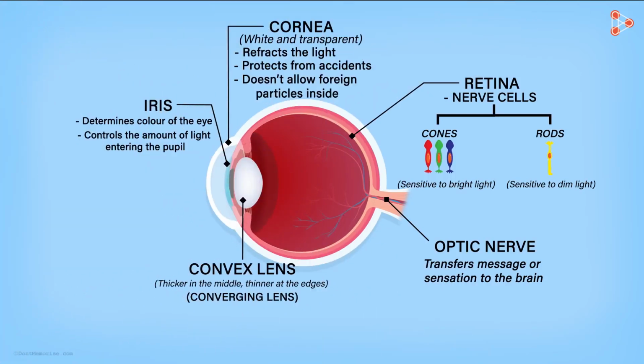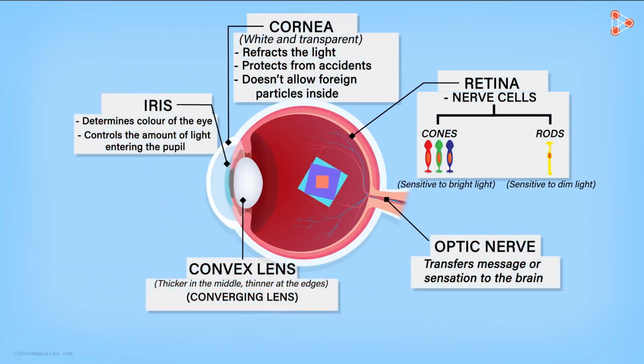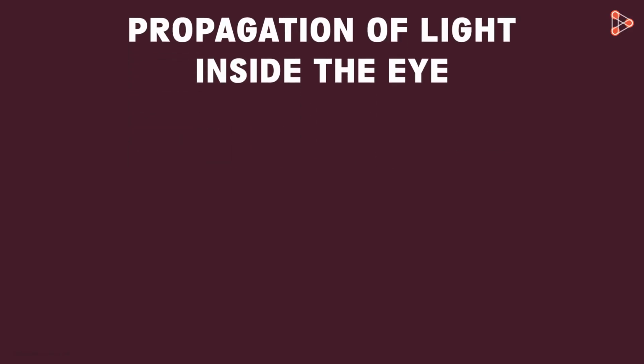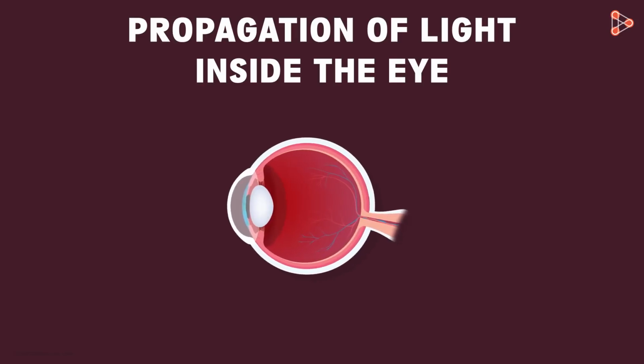In the previous video, we studied different parts of the human eye and their functions. In this video, we're going to roughly see how light propagates inside the eye and how we're able to see the objects around us. And for that, we will consider a simplified two-dimensional image of our eye. So how does light travel inside?